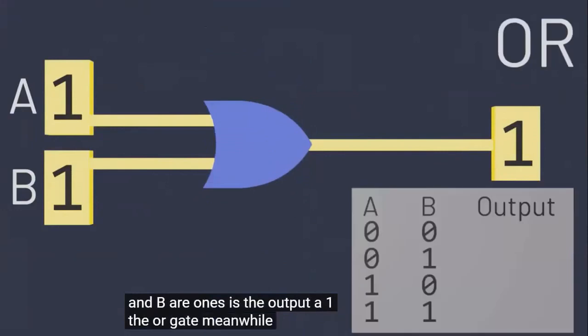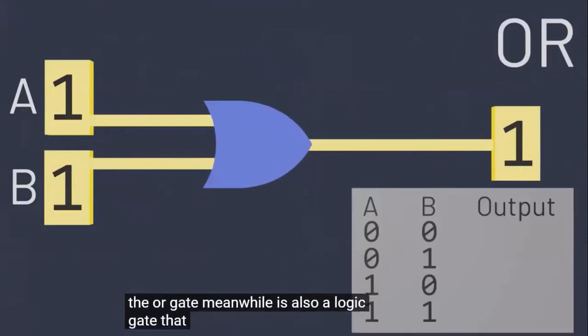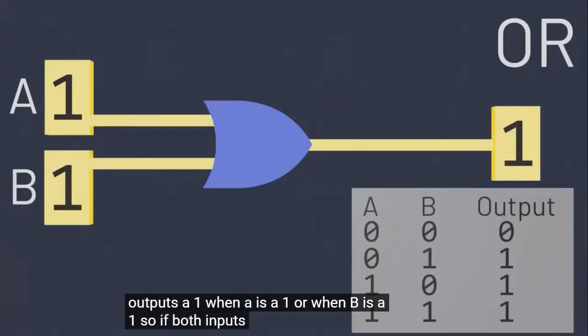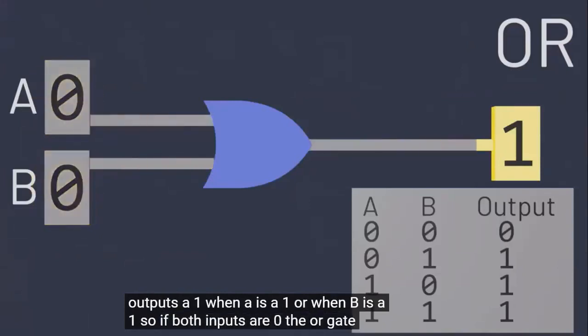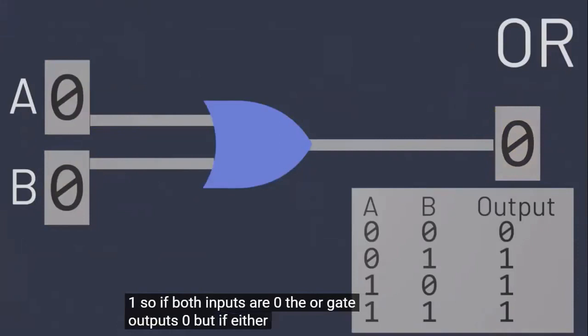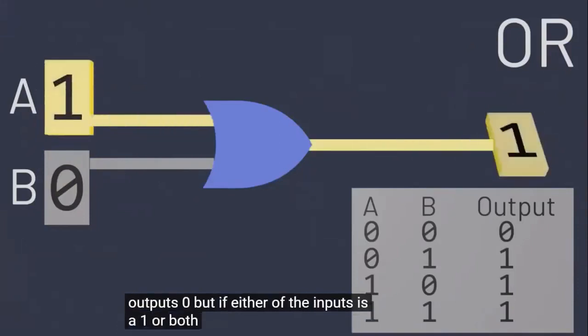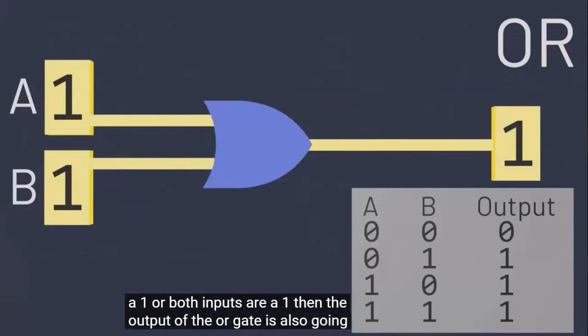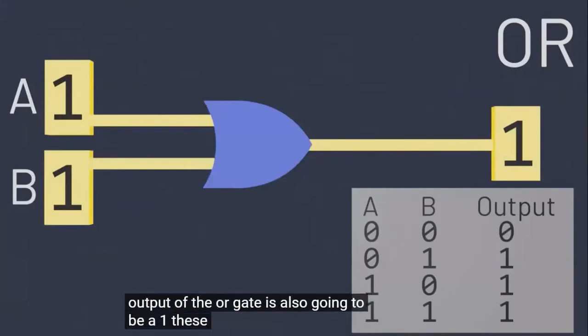The OR gate, meanwhile, is also a logic gate that takes 2 inputs. This gate outputs a 1 when A is a 1, or when B is a 1. So if both inputs are 0, the OR gate outputs a 0. But if either of the inputs is a 1, or both inputs are a 1, then the output of the OR gate is also going to be a 1.